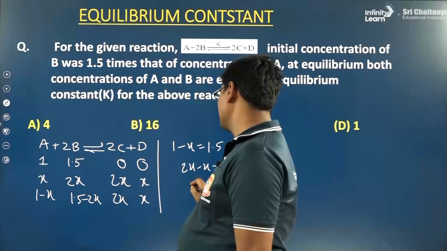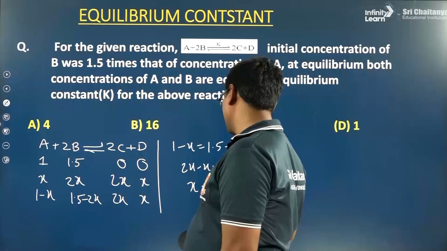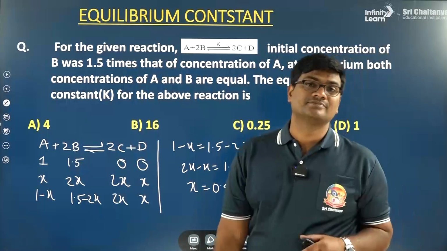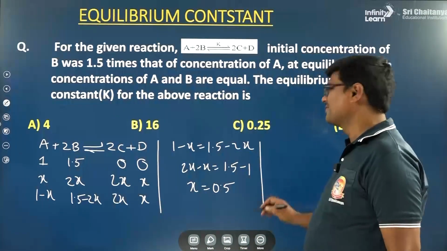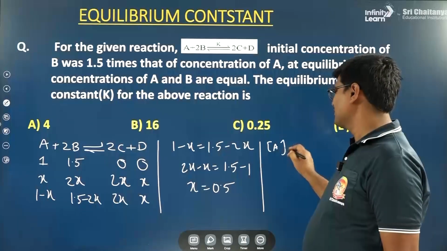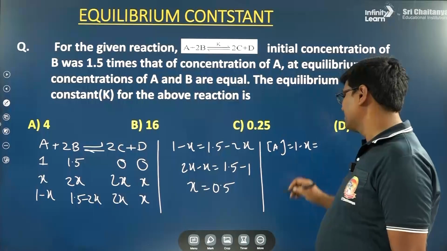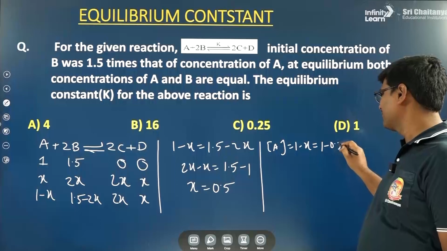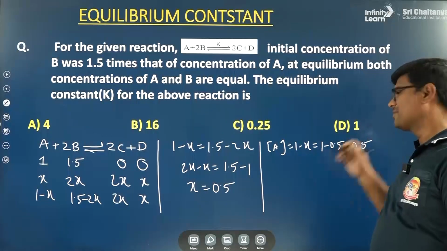So what we'll get is x is equal to 0.5. We got the x value. Then what is the concentration of A? The concentration of A is 1 minus x at equilibrium. 1 minus 0.5 is equal to 0.5.